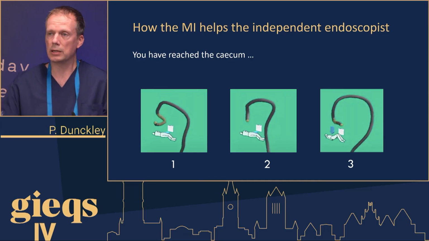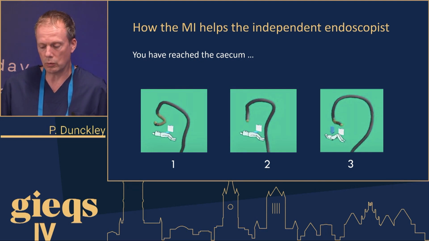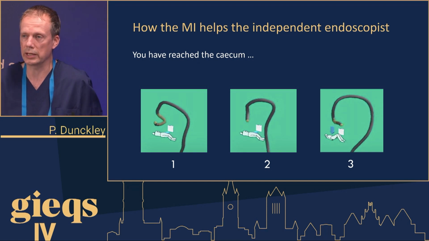So you've reached the cecum. We've had some discussion around this already during today, but you've reached the cecum and you've got one of these three images. On the left-hand side, this is the AP view. On the left-hand side, you've got the cecum that's going out laterally. In the middle view, you've got the cecum coming out anteriorly. And in the right-hand view, you've got the cecum going in medially, so it's medial to the ascending colon.